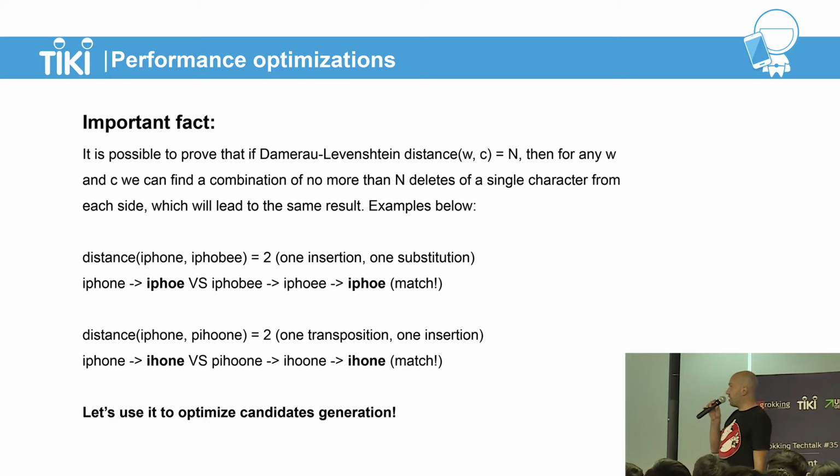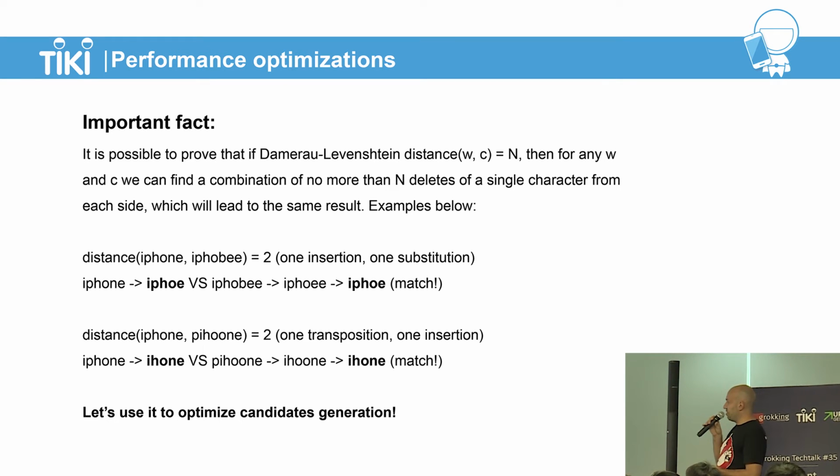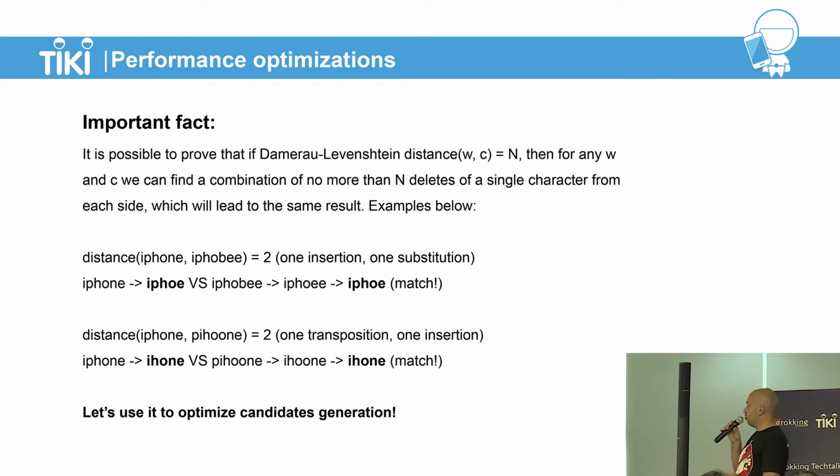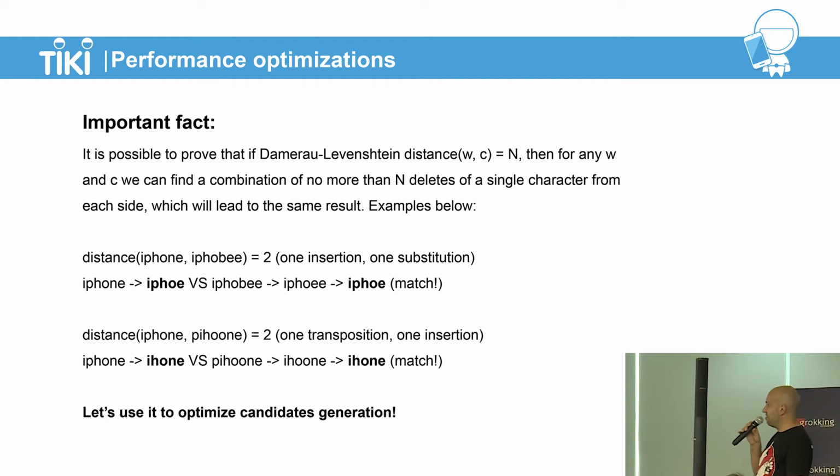There is an important fact which we noticed, and it is possible to prove that if the Damerau-Levenshtein distance of W and C is n, then for any W and C, we can find a combination of no more than n one-symbol deletes from each side, from W and from C, which will lead to the same result. And here are a few examples.